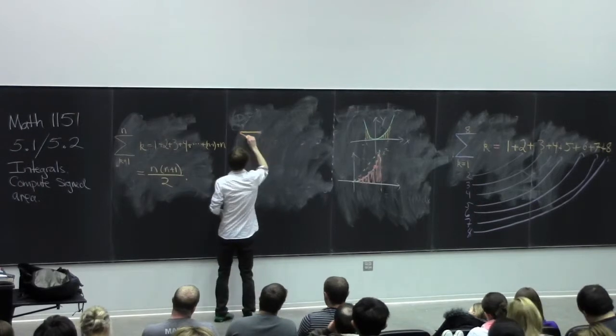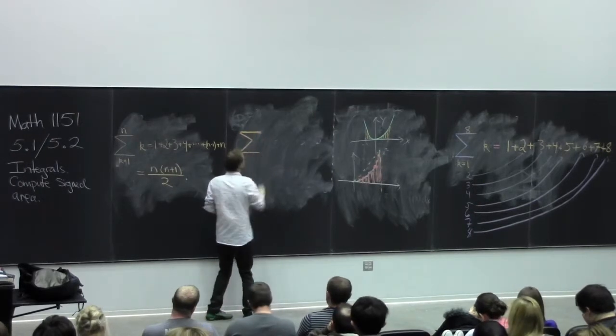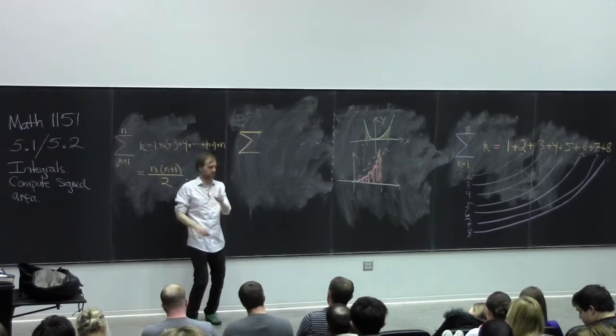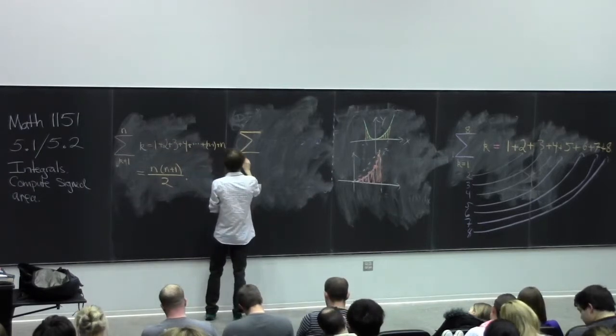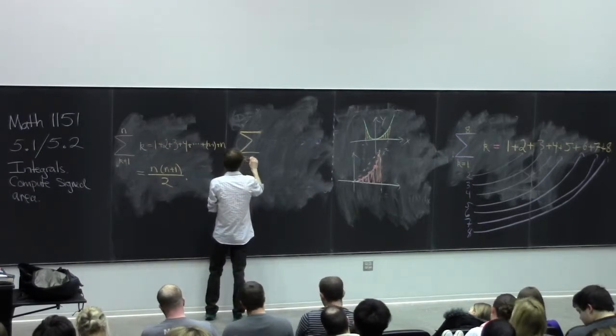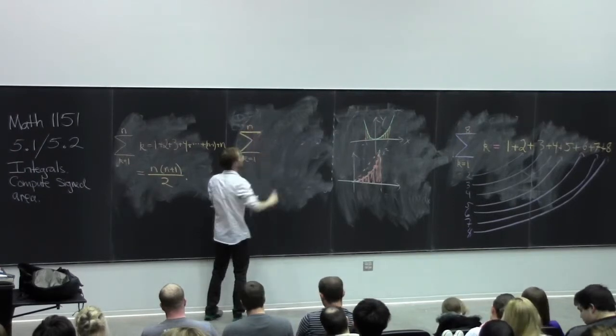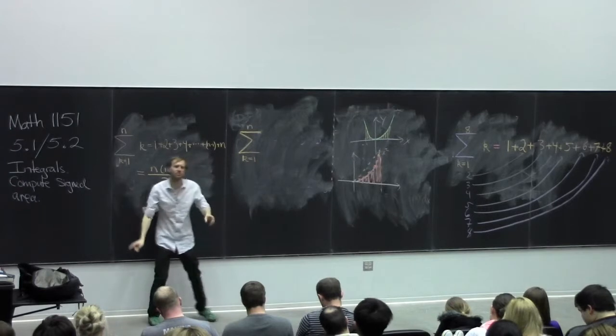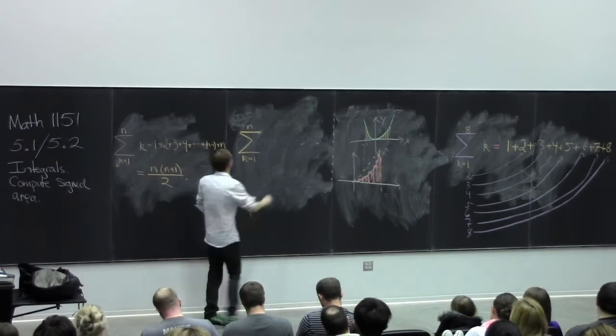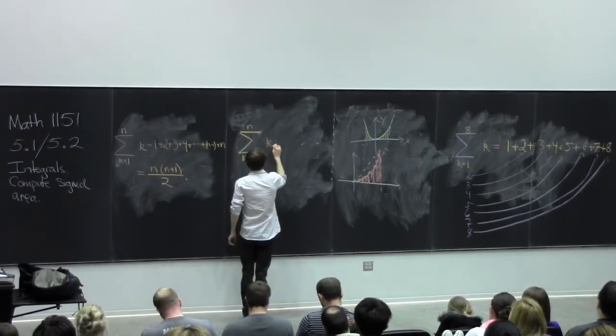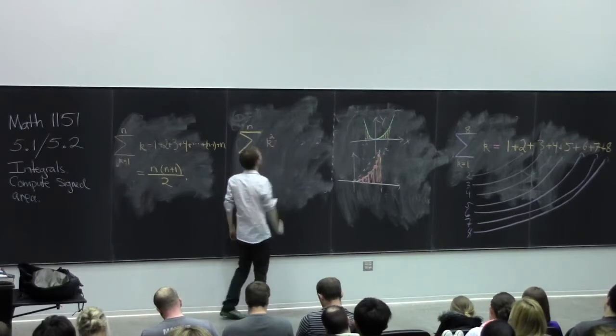All right, it's the sum from 1 to n, as k goes from 1 to n, of k squared.